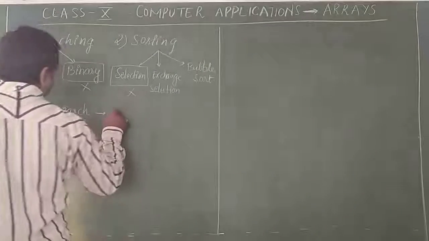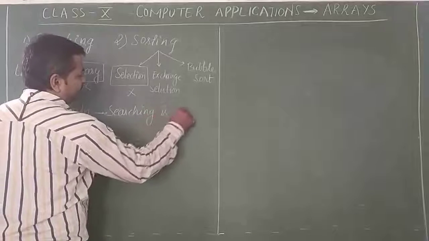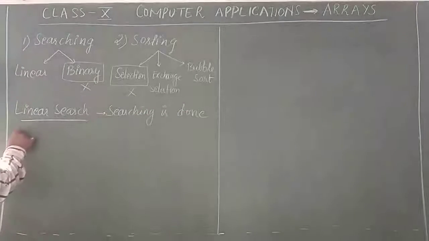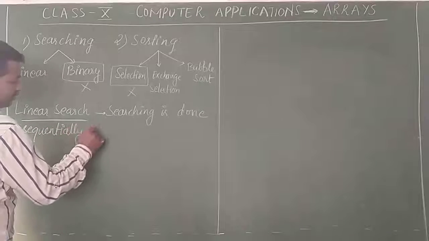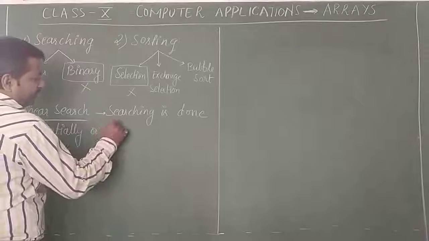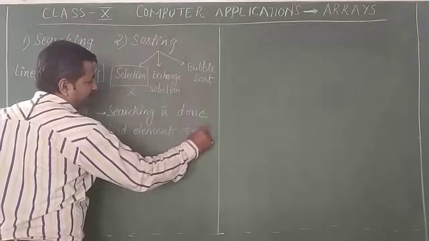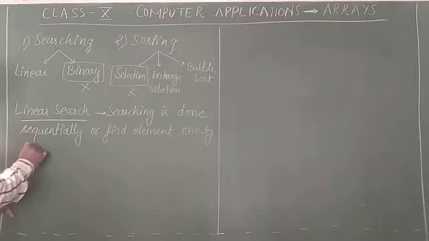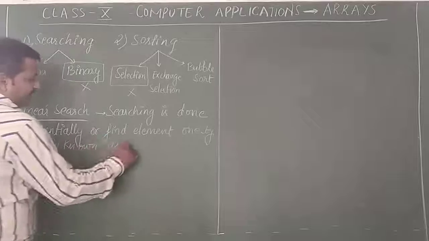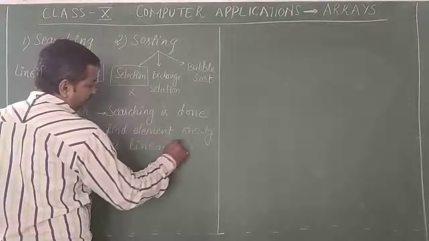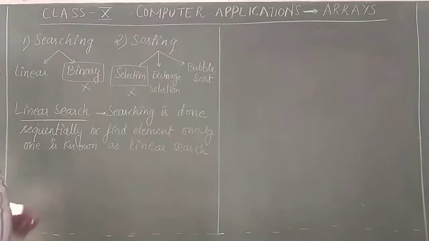Such as, I am writing a definition: searching is done sequentially, or finding an element one by one, is known as linear search. This is termed as the linear search method.